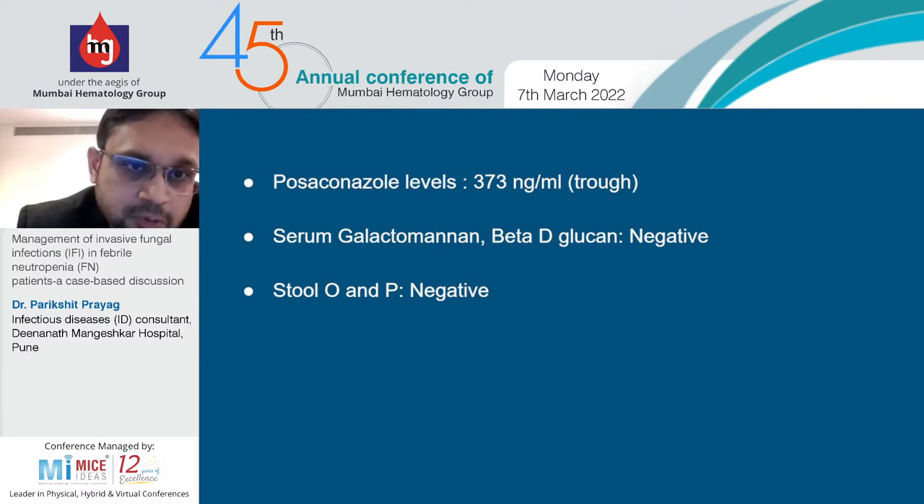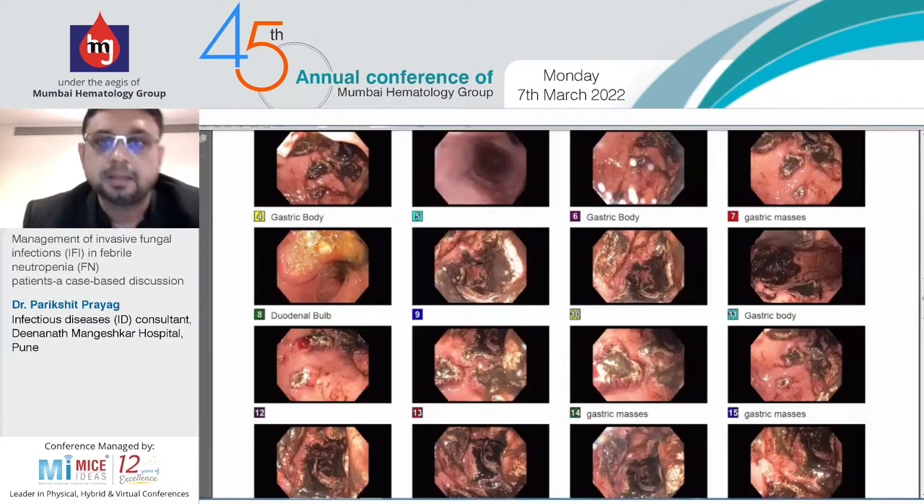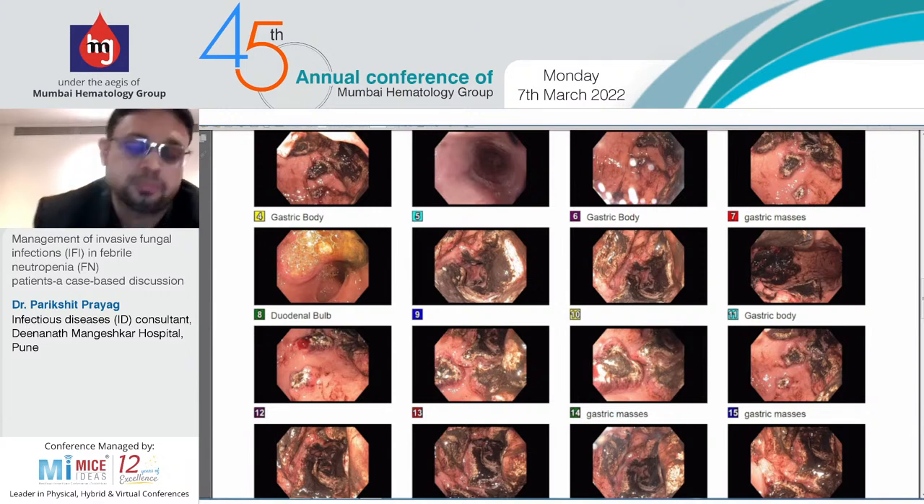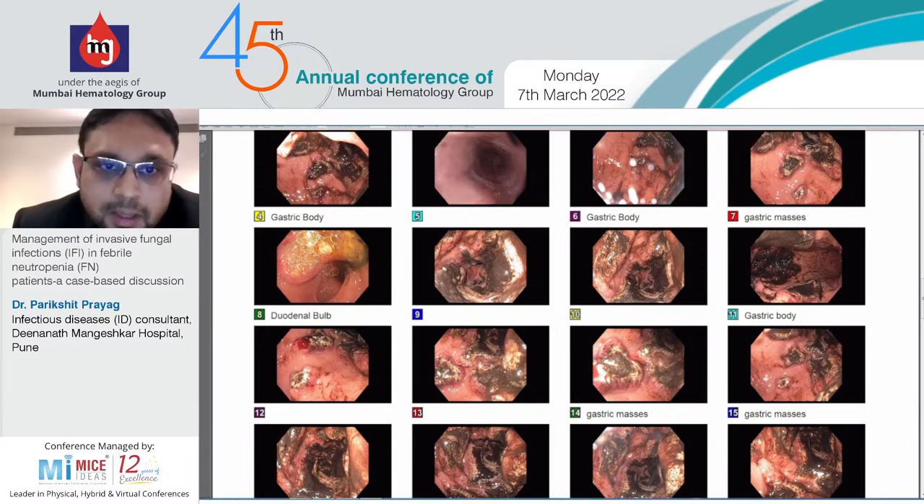At this point of time, his serum galactomannan and beta-D-glucan are negative. His stool ONP is negative. His stool BioFire panel is repeated. Again, it doesn't show anything beyond the Clostridium infection, which he's already harboring. And then in the upper GI endoscopy, he shows all these necrotic looking masses. So if you see the gastric body and the duodenal bulb, he shows these necrotic looking masses. When you look at these, you would be extremely concerned about a fungal infection.